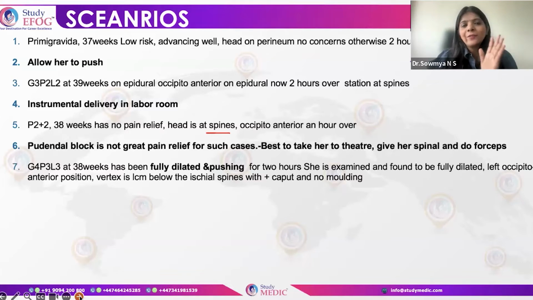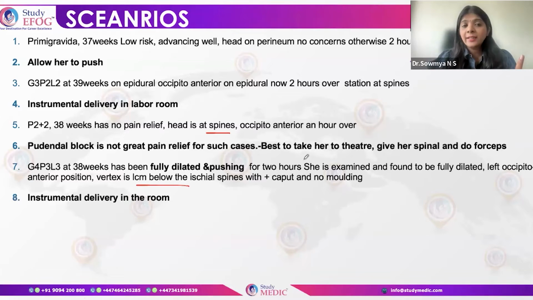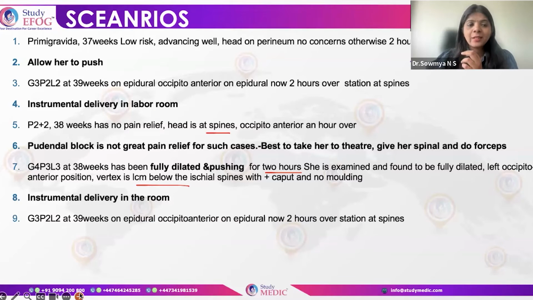The next one, 38 weeks, fully dilated, pushing for 2 hours. She's fully dilated, left occipito-anterior vertex 1 centimeter below the ischial spine. That's +1 with caput and molding. Here again, obviously they haven't given the analgesia, but either way, she is multiparous and has been pushing for 2 hours. So you really need to go for the instrumental delivery, because even if it is +1, it won't be as difficult as at the spines. So you can go ahead with the instrumental delivery in the room itself. The next one, multiparous, epidural. I think I had already discussed this.